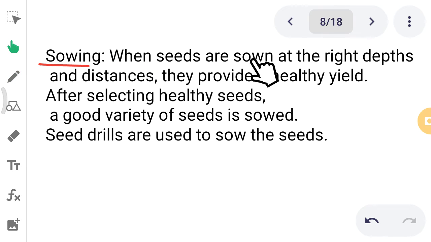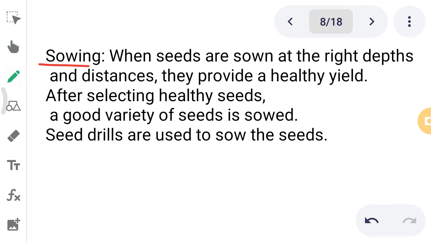So when seeds are sown at the right depth and distances, they provide a healthy yield. Or else there would be a tough competition for the nutrients and so on. After selecting healthy seeds, a good variety of seeds is sown. Seed drills are used to sow the seeds.